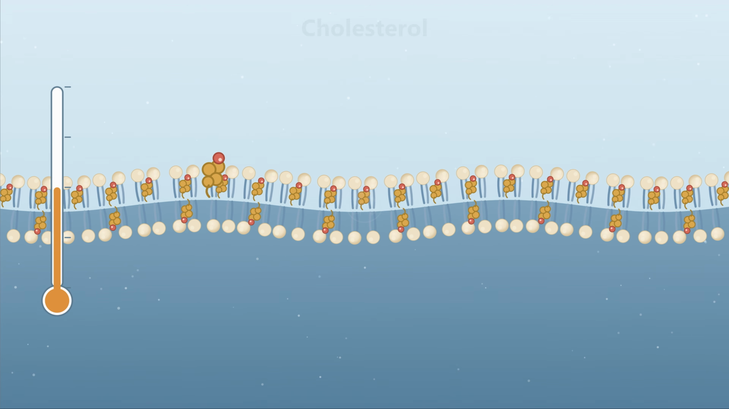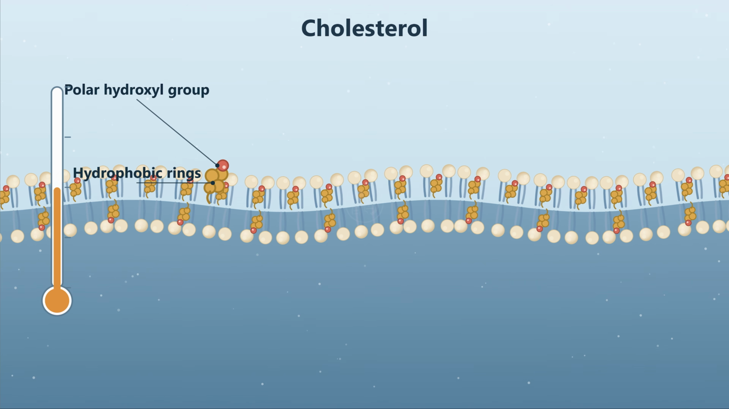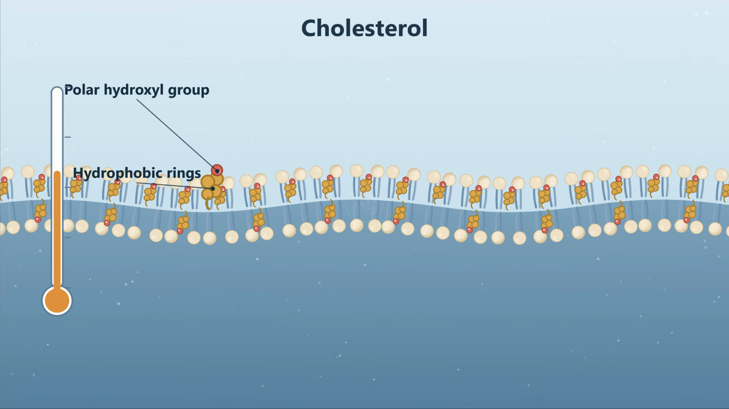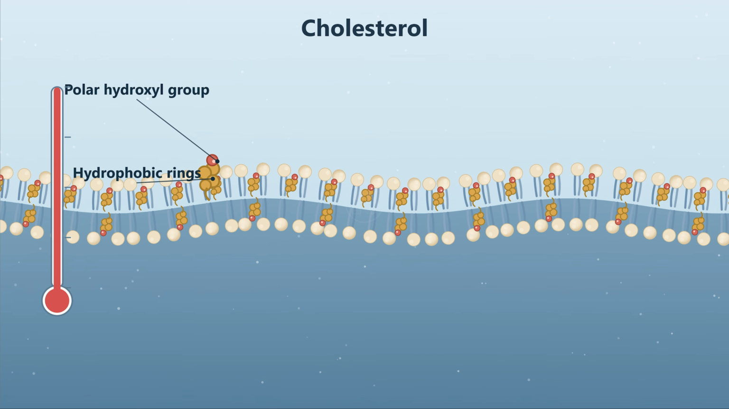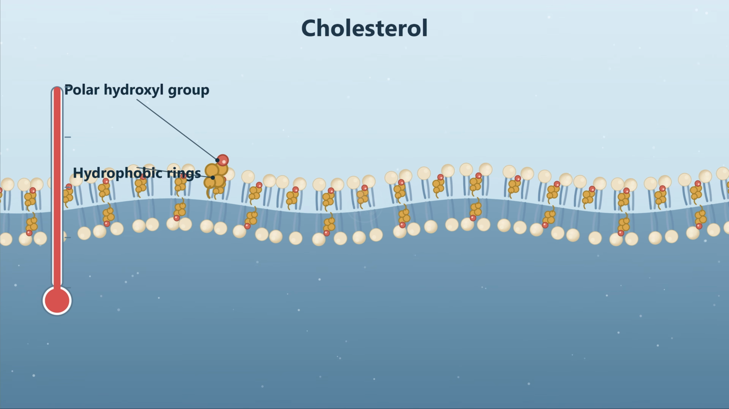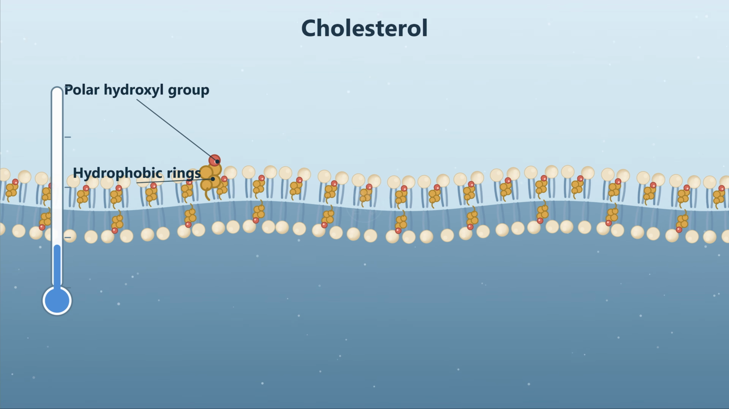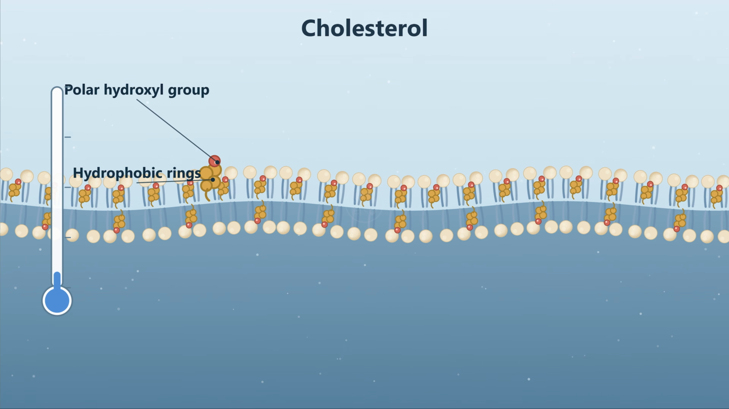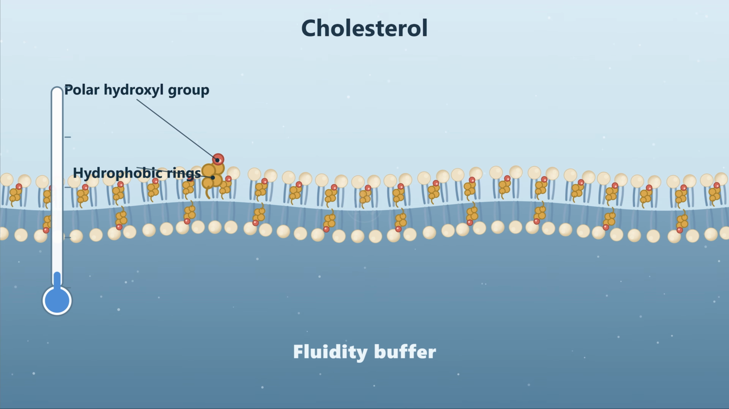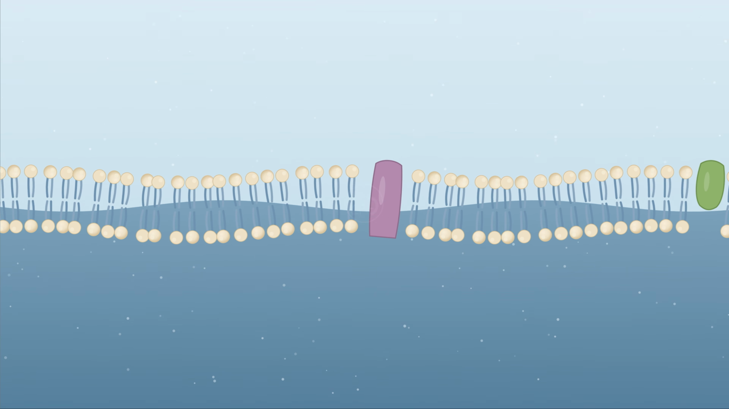In animal cells, cholesterol fits between neighboring phospholipids. Its small polar hydroxyl group remains near the phospholipid heads. Its hydrophobic ring system lies among the fatty acid tails. At high temperatures, cholesterol restrains excessive phospholipid movement. At low temperatures, it prevents phospholipids from packing too tightly. Cholesterol therefore acts as a fluidity buffer.